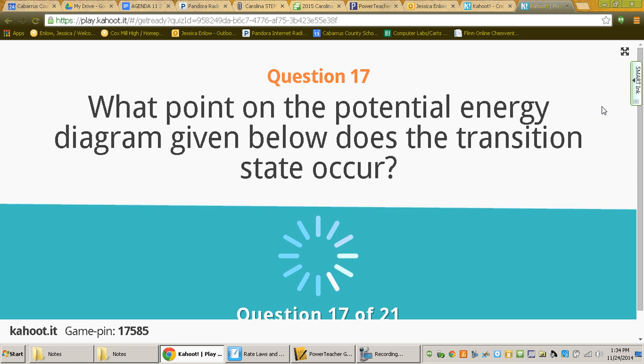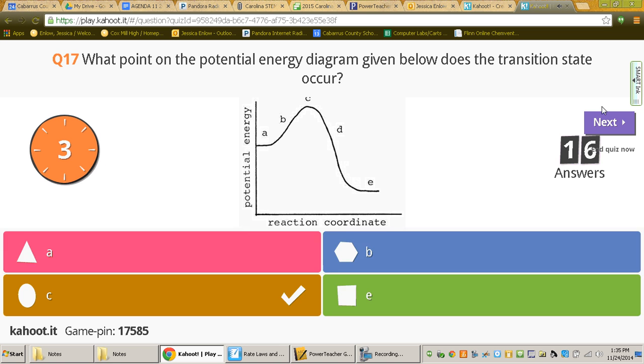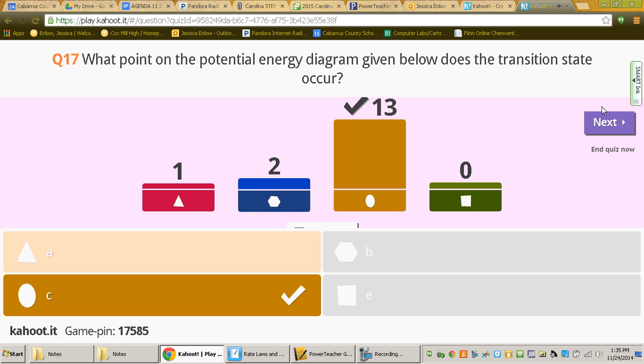What point in the potential energy diagram given below does the transition state occur? Whoa. One more person? That's me. I can't even read the question. Oh my gosh. You see his face? Transition state.